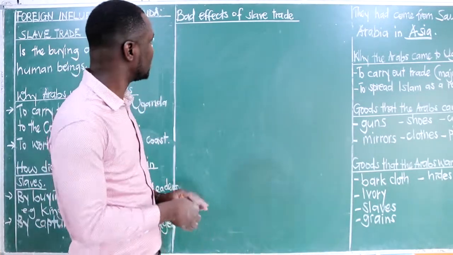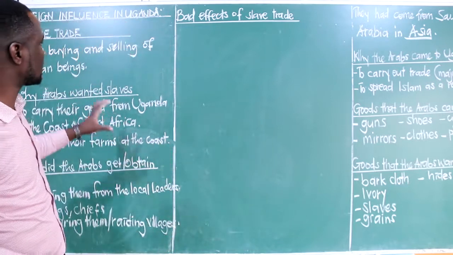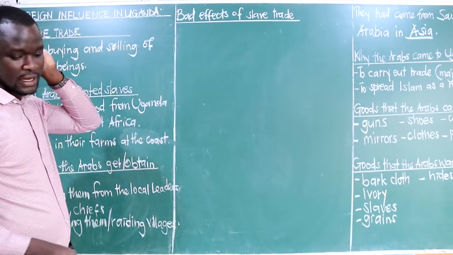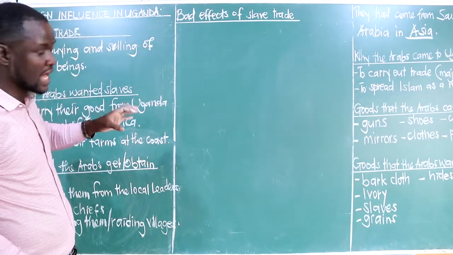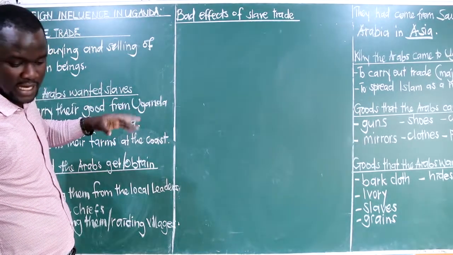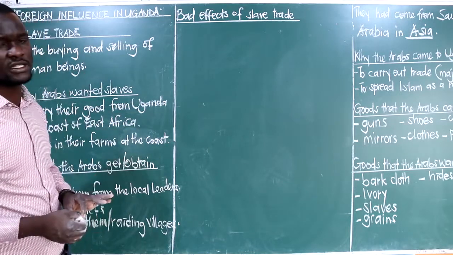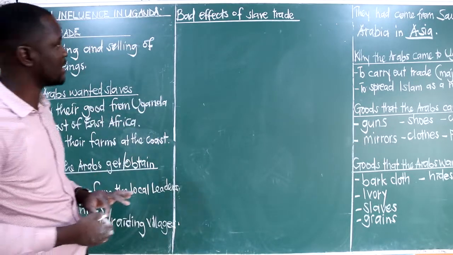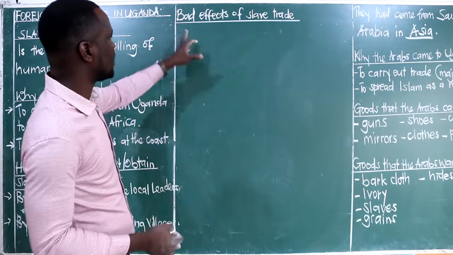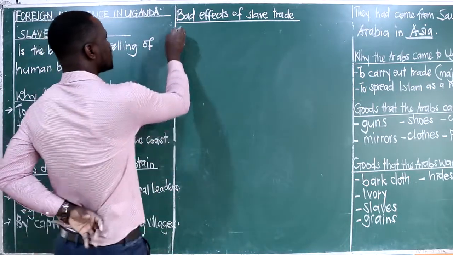So what you will do is you get a pen, then you try to add it in, you get space and you add. If not there, you get your diary and you add this information because it's very, very important for you as a primary 5 child. So we are now on the bad effects of slave trade.